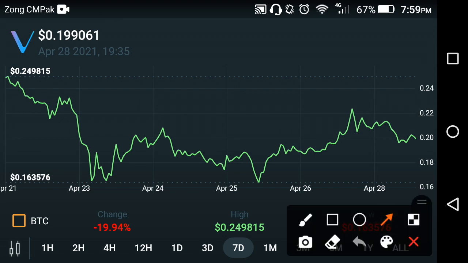As you can see here, if we talk about the price change in the last 1 week, the price change is about negative 19.94%. A negative change occurred in Vechain coin. Oh my god, they really broke my heart this time, friends.